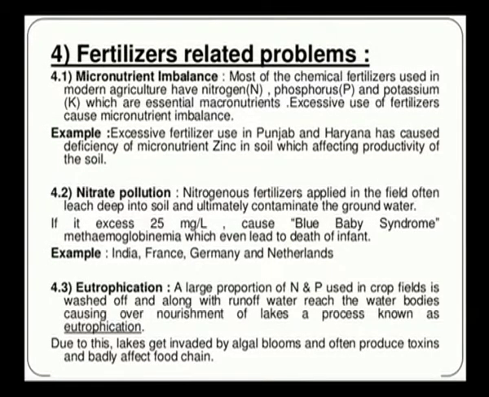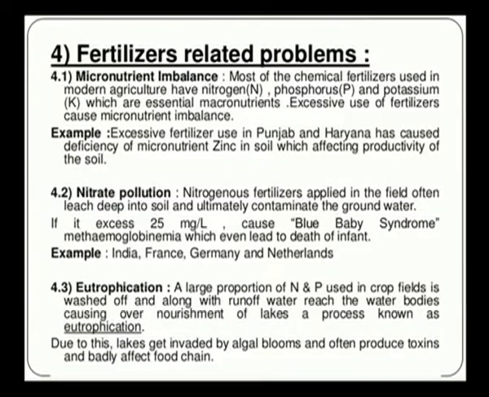Fertilizer related problems. So, you have a micronutrient imbalance. We saw in the initial part of the lecture that there are certain kinds of macronutrients and micronutrients. Most of the chemical fertilizers used in modern agriculture have nitrogen, phosphorus, potassium, which are essential macronutrients. So, if you use excess of these, there is obviously a micronutrient imbalance. Excessive fertilizer has been used in Punjab and Haryana, which has caused a serious deficiency in the micronutrient zinc in the soil, which is actually affecting the productivity of the soil.